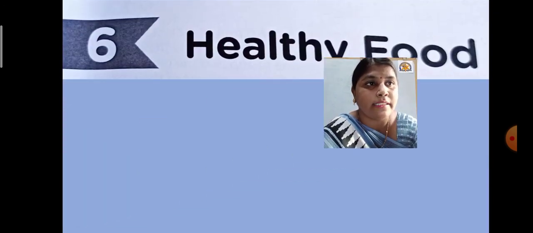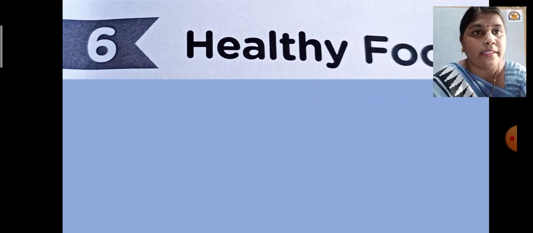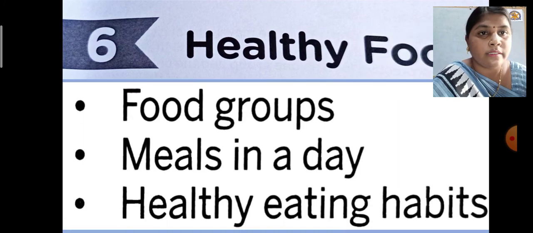So this is the correct posture, and in this way you have to fill in all the blanks. Now let us move to the next part. There is a last lesson, revision of the last lesson, and what is the name of the lesson? Healthy food. And what did we learn in this lesson? About the food groups, about the meals in a day, and about healthy eating habits. So let us see the worksheet of this lesson number 6. So this is worksheet 1. Read the food items.